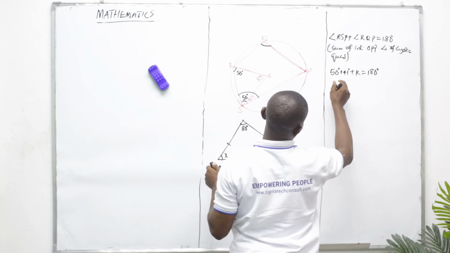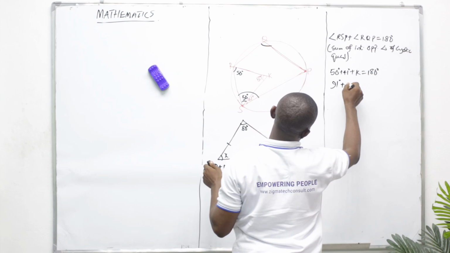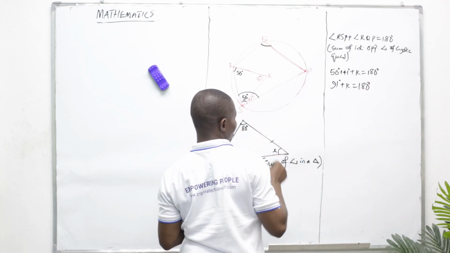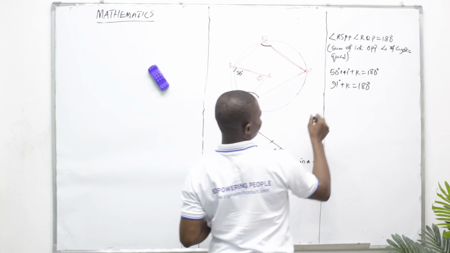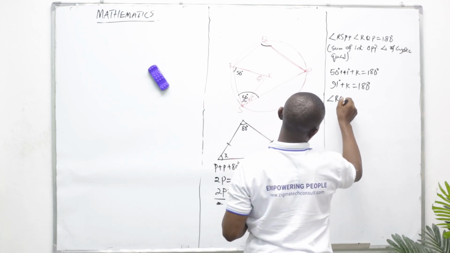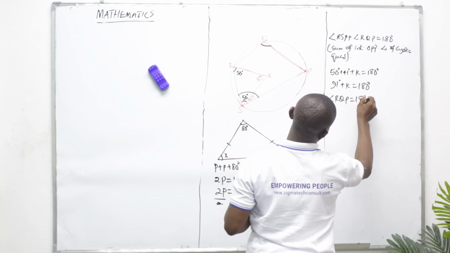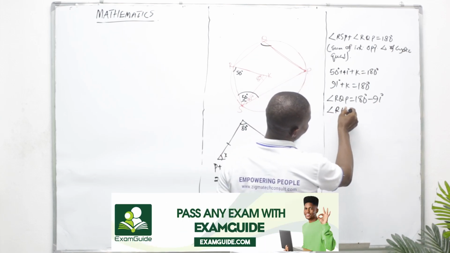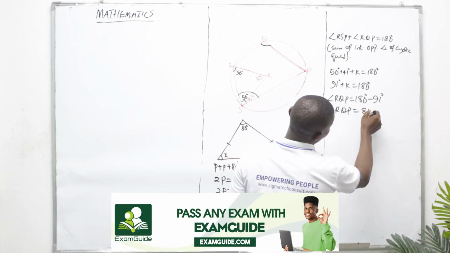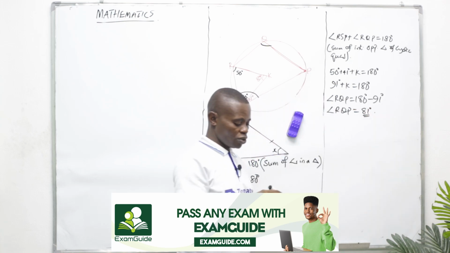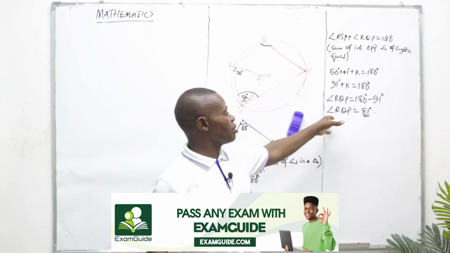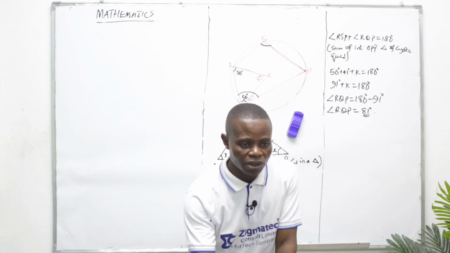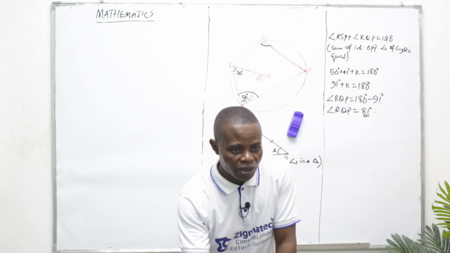So that 91 degrees plus k equals 180 degrees. And k is representing our angle, what? RQP. So call it angle RQP now equals 180 degrees minus 91 degrees. Angle RQP equals 81 degrees. So that is the value for angle RQP. So you have gotten the solution for that. Let's look at the next question.